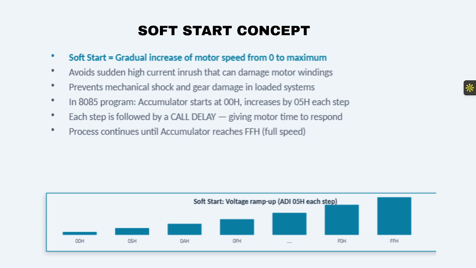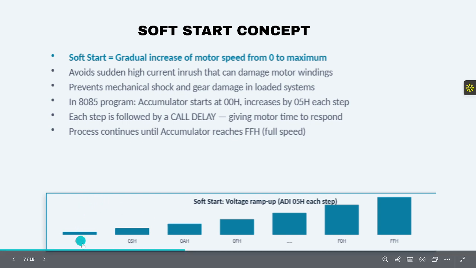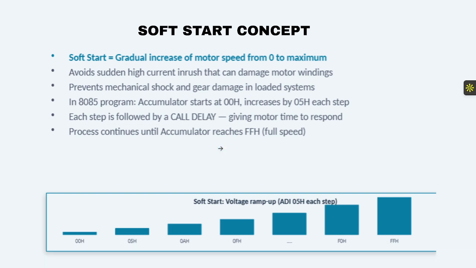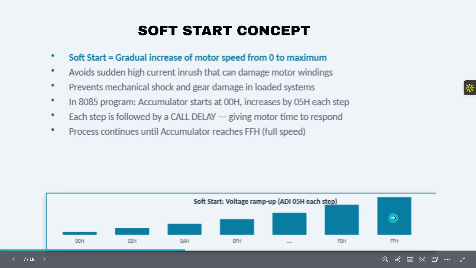In the 8085 program, the accumulator starts at 00H and then increases by 05H at each step. Each step is followed by a call to a delay, giving the motor time to respond. This continues, increasing by 05H each step, until the accumulator reaches full speed, that is FFH.